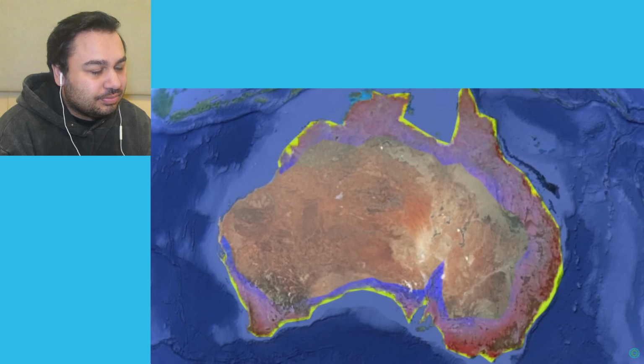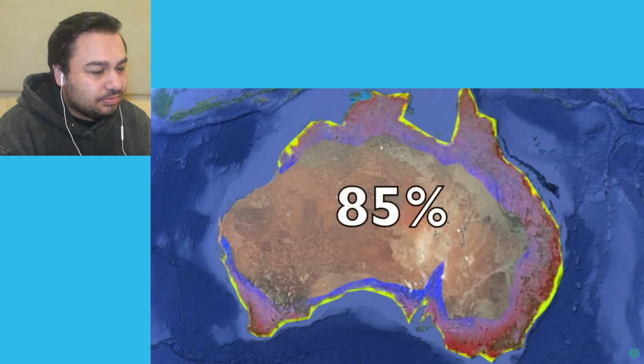Okay, not all of Australia is a desert, okay? Only about 35%. Okay, so that's still quite a lot. Australia is the driest continent on the planet after Antarctica, which explains why 85% of the population lives along the edges of the country, within 50 kilometers of the coast.